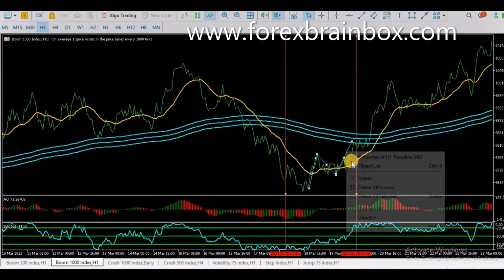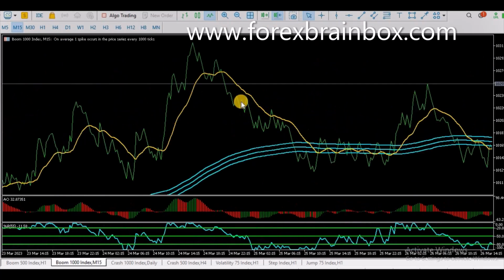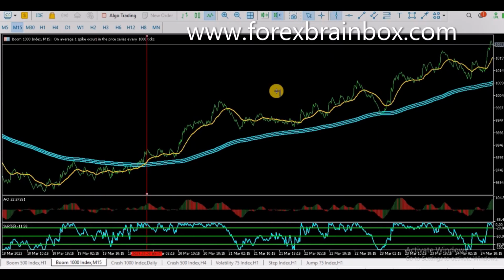So you're just waiting for a sign to know that you are ready to go. So this is your last rally. If you go check on 15 minutes, I think you'll be able to find a good retracement. Yeah, this is where your retracement happened on 15 minutes, right here. You can see it right here, guys.